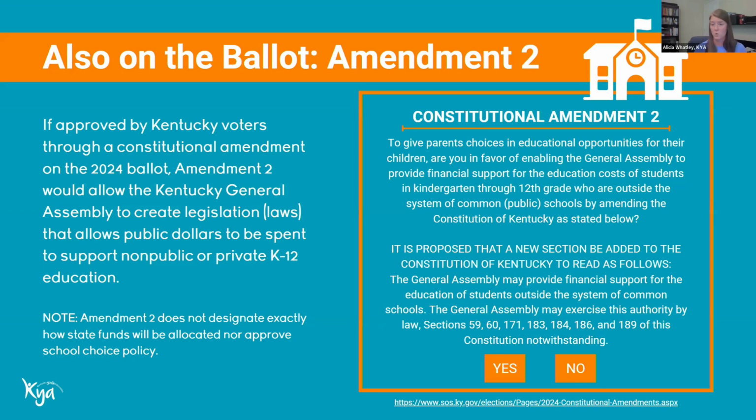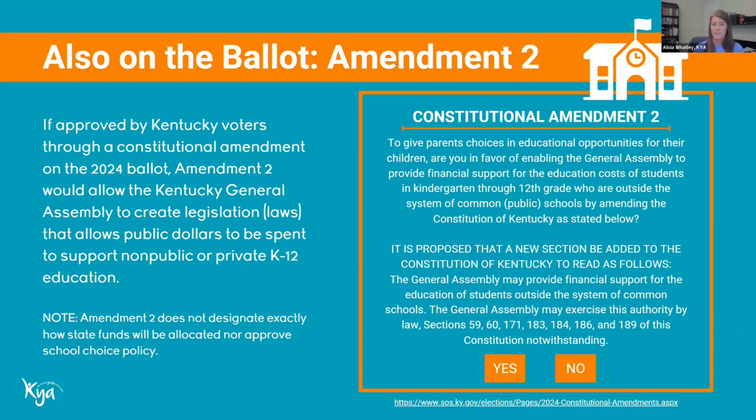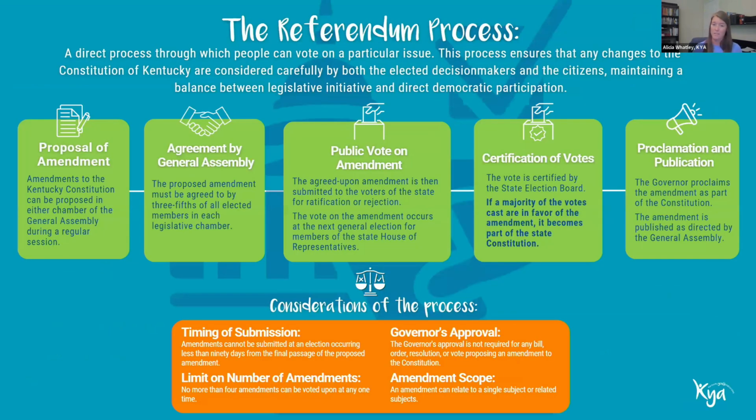So again, what you see in the orange box here is what will be in front of you on the ballot, and you'll have the option to vote yes or no. And that's exactly how it will be worded, what you see in front of you there. And so we also wanted to take a minute to step back and go over the process of how we get to the point of changing Kentucky's constitution through an amendment process on the ballot. And so the referendum process is outlined in front of you here.